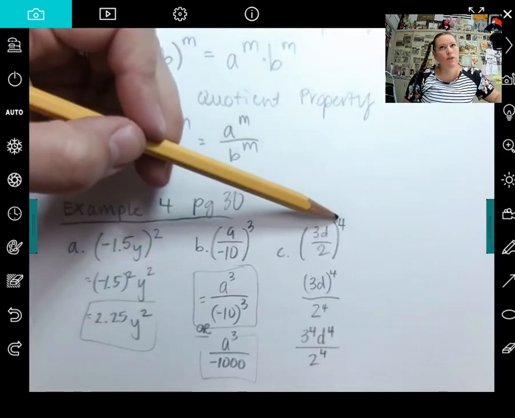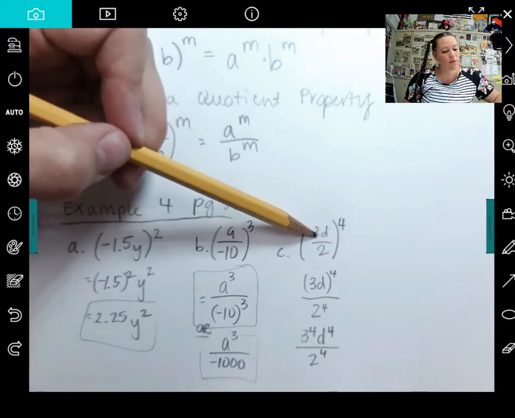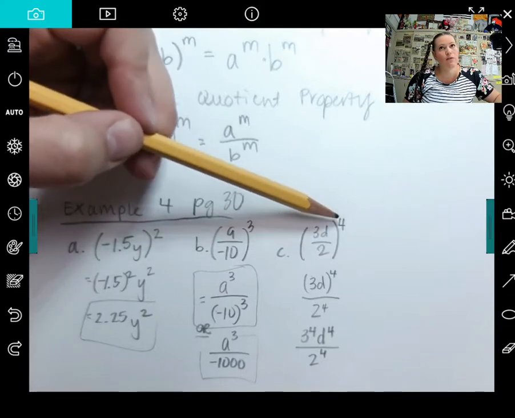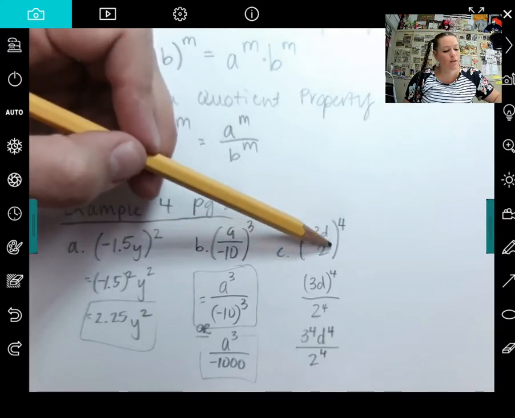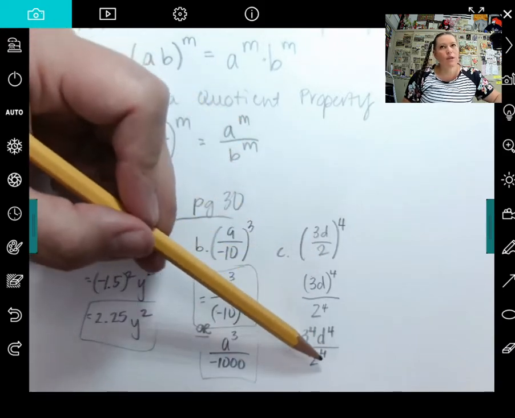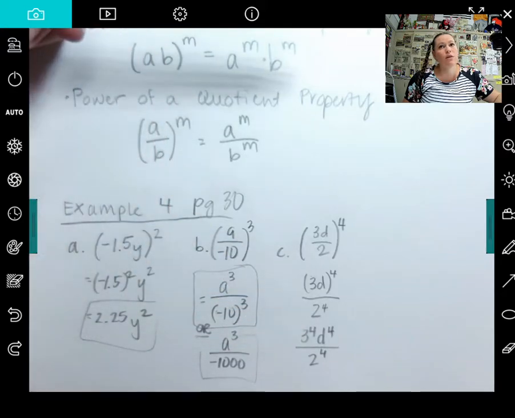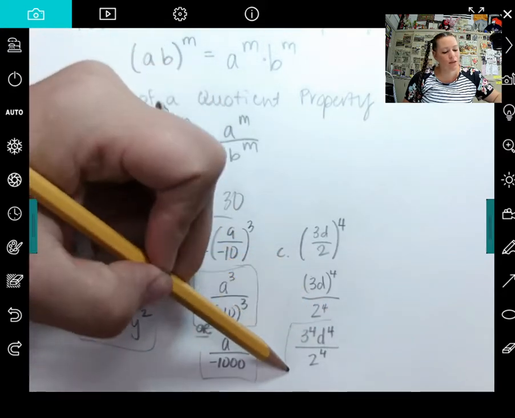You could also do this from the beginning. This is just an extra step. You could have said, I know that these are 2 separate terms, so 3 to the 4th, D to the 4th, over 2 to the 4th. From here, you can multiply this out, so you could actually find 3 to the 4th and 2 to the 4th, but you don't necessarily have to. This is a perfectly good answer.